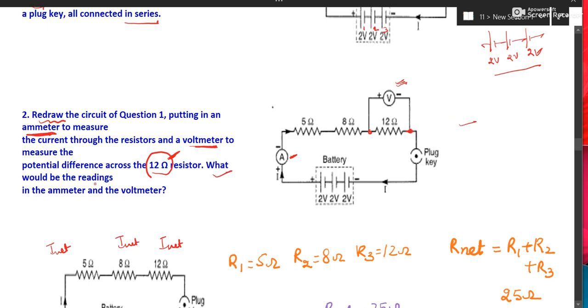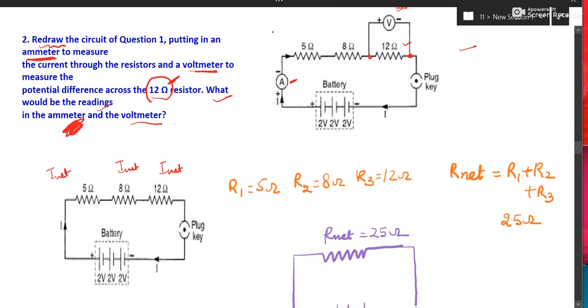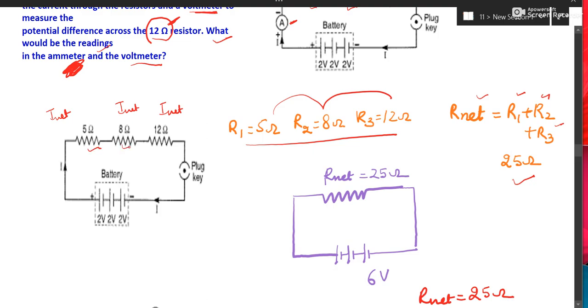Now they are asking what would be the readings of the ammeter. The ammeter will measure the current in the circuit, that is the net current, and the voltmeter will measure the voltage across 12 ohm. So let us do it. 5 ohm, 8 ohm, 12 ohm are in series. So net resistance will be R1 plus R2 plus R3, 5 plus 8 plus 12 is 25 ohms. This is the net voltage, 6 volt, 2 volt plus 2 volt plus 2 volt, 3 cells. So this is V net.